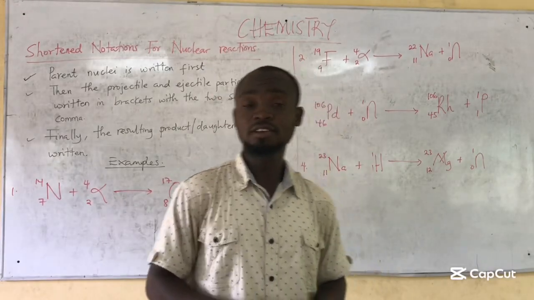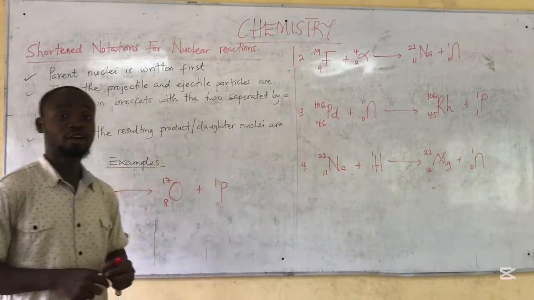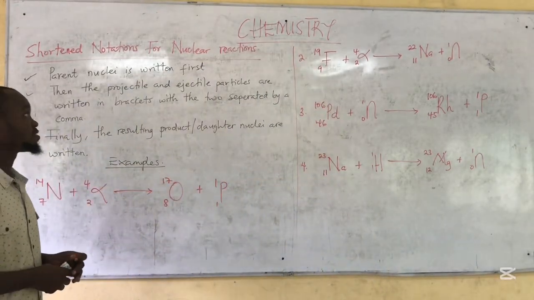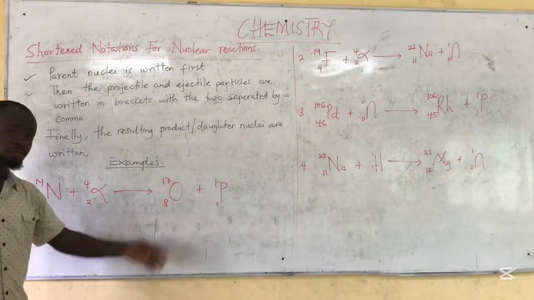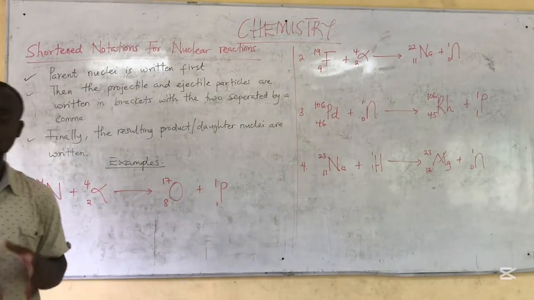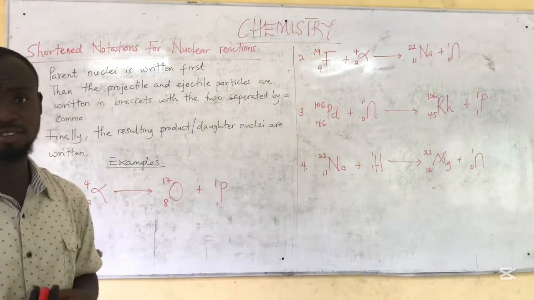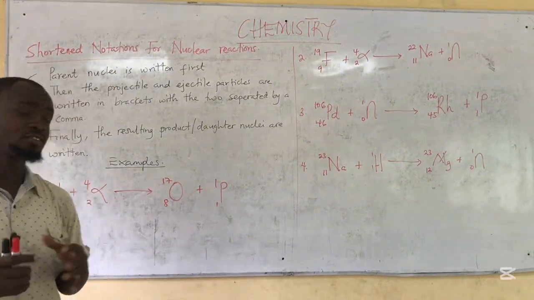Alright, now let's look at shortened notation for nuclear reactions. So you can be given a nuclear reaction in the exams, and then they'll ask you to write the shortened notation for that nuclear reaction. How do we go about situations like that?